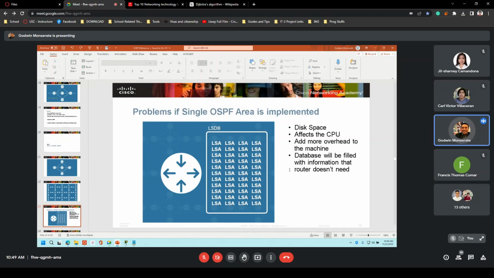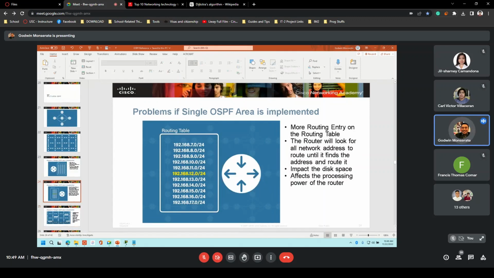Mao ni siyang update sa imuhang mga networks. So, ang update usually maka-affect sa disk space. Siyempre kay database man gud, so it needs file storage niya. It affects the CPU. Kay computon ba na niya, it adds more overhead to the machine. And the database will be filled up with the information that the router doesn't need. Okay? So, kung single area OSPF ka, another problem takes place inside the routing table.